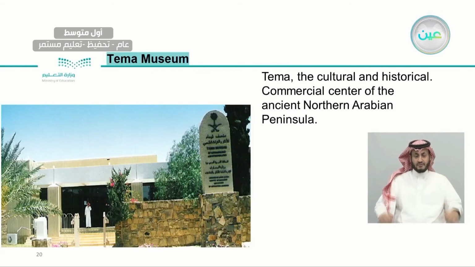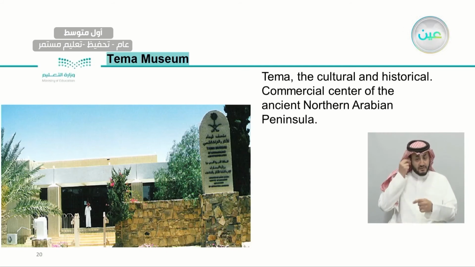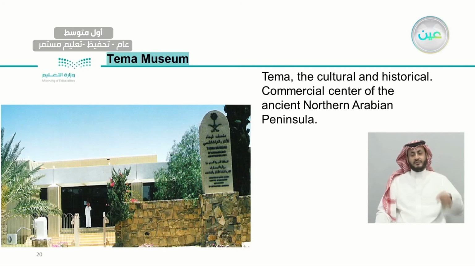Let's look at the second thing I have found. Taima Museum. Look at this picture. The wall right here is made of... okay, what do you see? How would you describe that? Taima, the cultural and historical commercial center of the ancient northern Arabian Peninsula. Okay, so this is one of the national museums I have found.